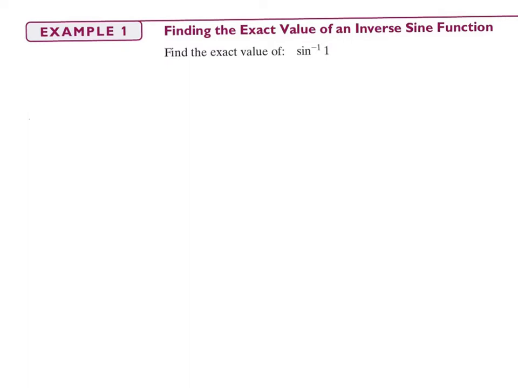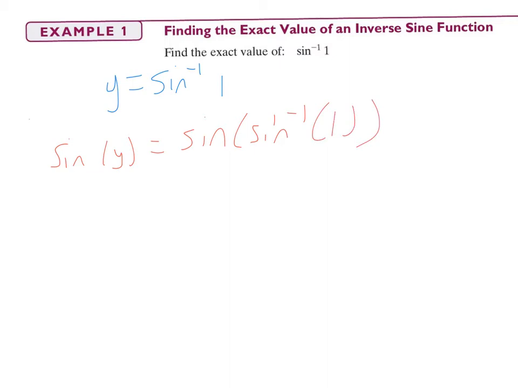Alright, let's find the exact value of an inverse sine function: sine inverse of 1. If you want to rearrange this, take the sine of both sides: sine of y is equal to sine of sine inverse of 1. The sine and the sine inverse undo each other. So y equals sine inverse of 1 means: what angle has a sine value of positive 1?